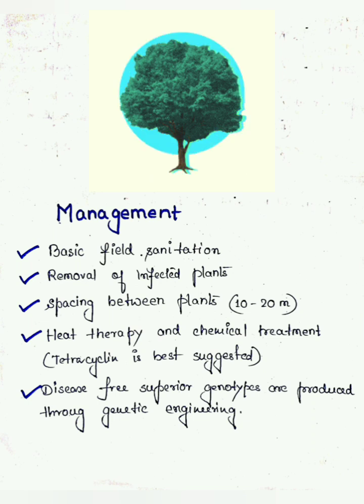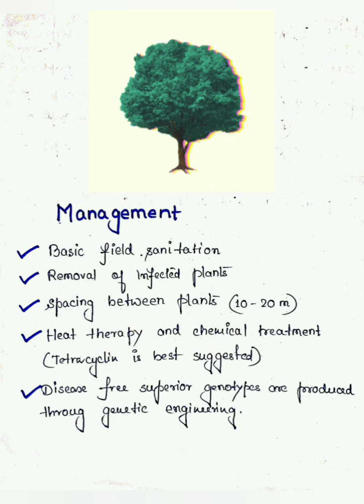Next we'll talk about the management, or how to control the disease. Basic field sanitation is a must. Then if a plant is infected, it's best to remove the plant. Then spacing is very important. The sandalwood plant should be spaced, and the gap between two plants should be minimum 10 to 20 meters. Then there are chances of bypassing the disease.